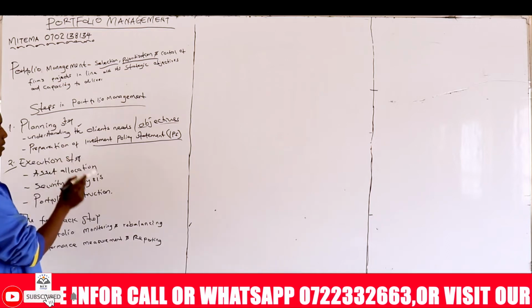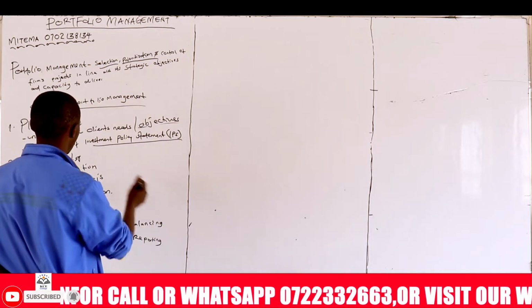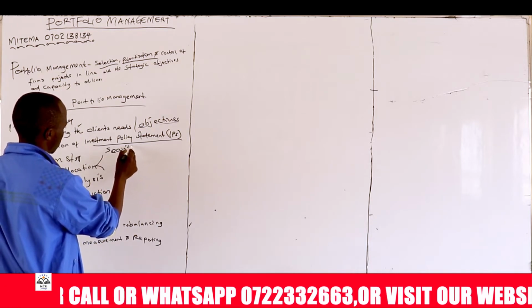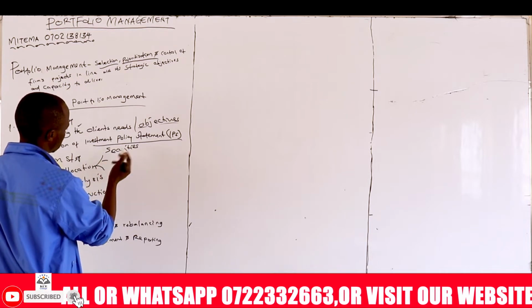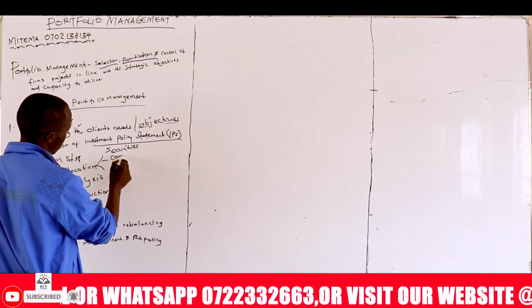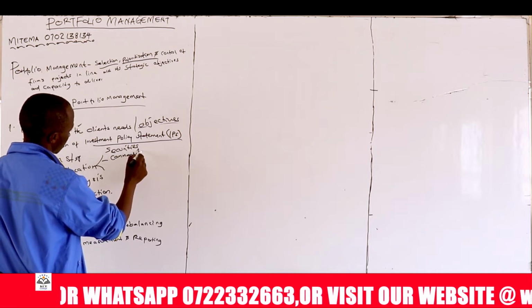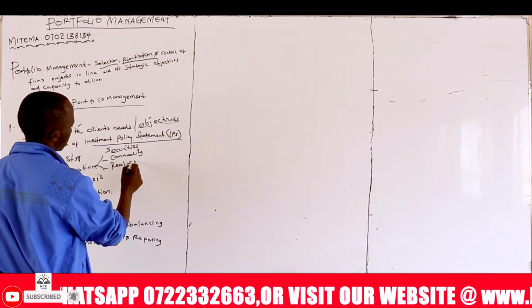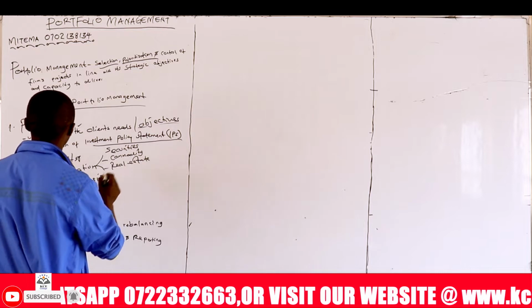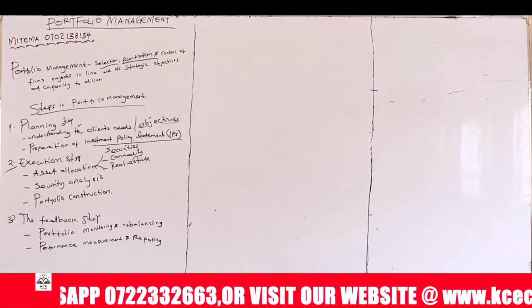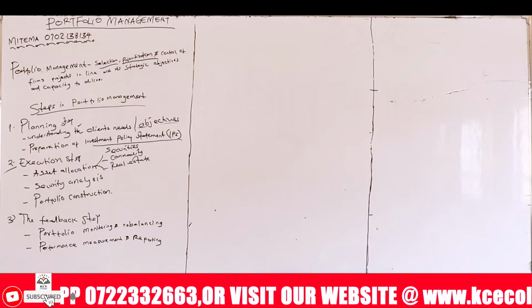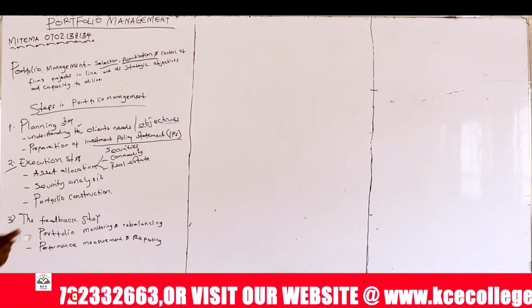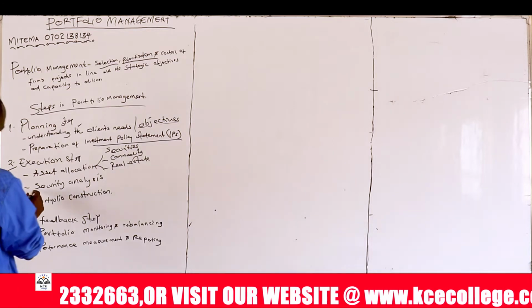First of all, we have what we call asset allocation. This is the allocation of assets into different classes. It could be into securities, it could be into commodity, it could be even into real estate. So you allocate assets to different classes of investment depending on the priority and the project's requirements.